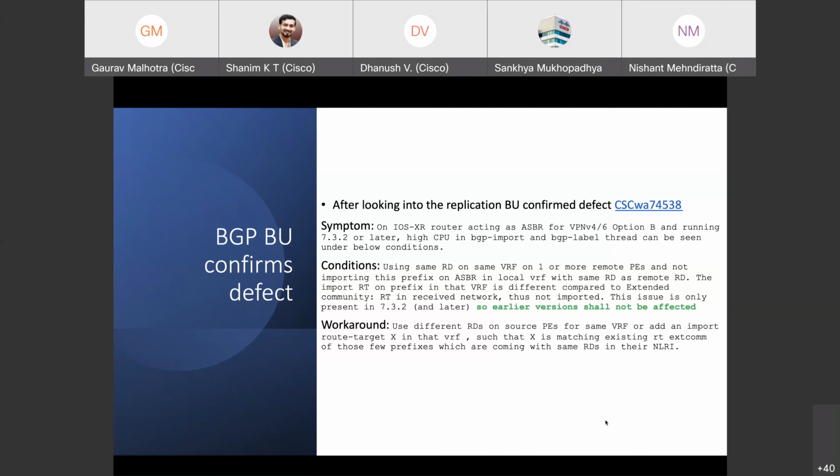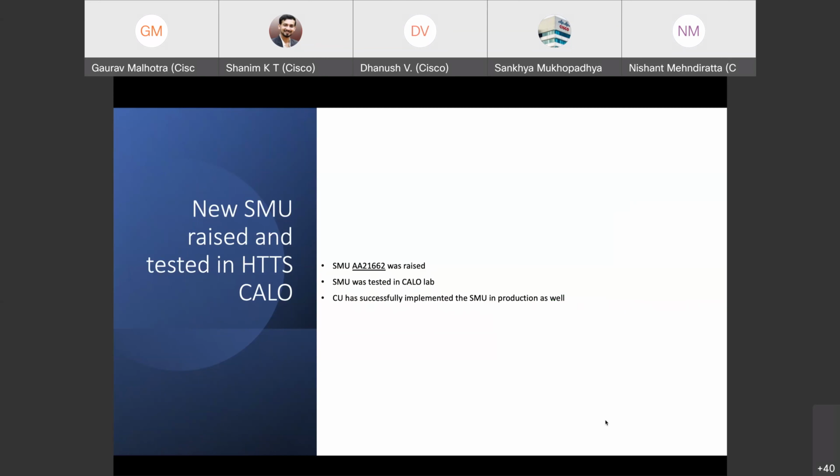Okay. We raised the SMU, and the SMU was tested in Calo Lab as well, apart from the usual testing done by the devs. And the SMU was implemented successfully subsequently, and right now it's working fine. So all the SMU testing details and everything, which I did from the STTS side, you'll also see inside the slide. Okay.